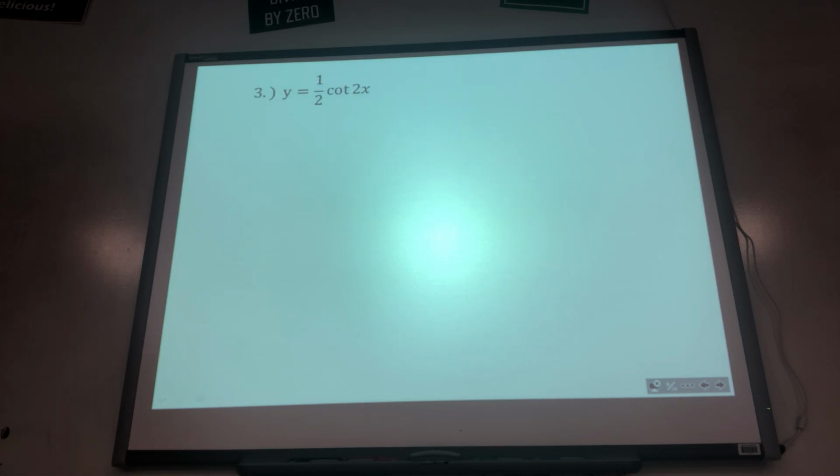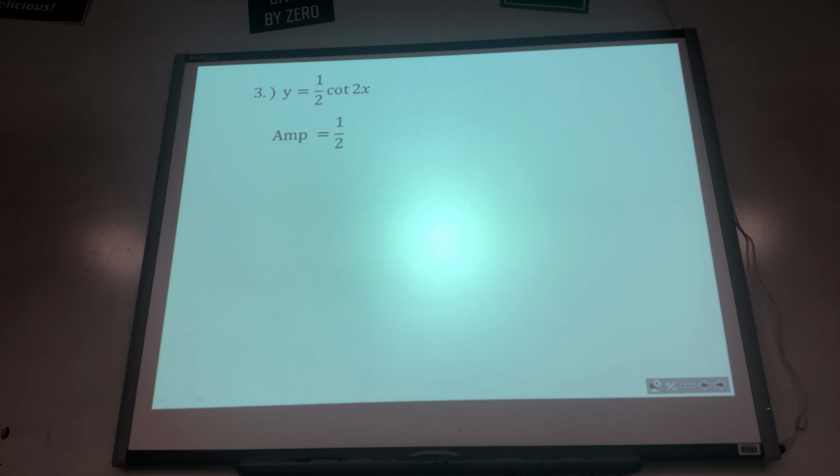All right, I've got 2 more examples here, so stop me if you have any questions. Number 3, y equals 1/2 cotangent of 2x. 1/2 cotangent of 2x. What would our amplitude be?